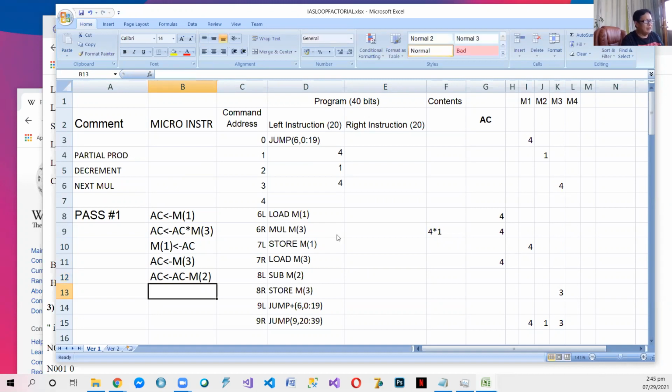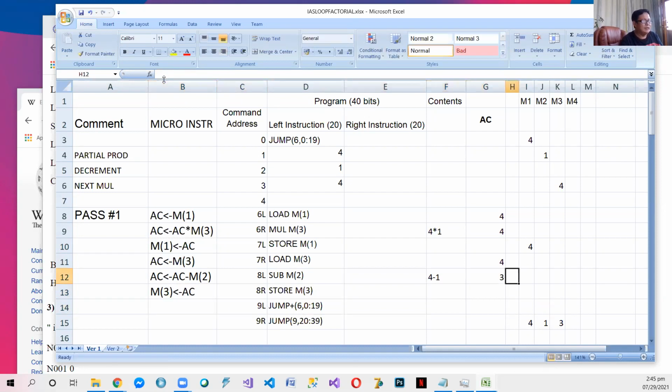So what is AC now? It's 4. So the actual content is 4 minus 1. Okay. So this becomes 3. Let me erase this first. Store M3. M of 3 receives AC. We'll just copy this. This is M of 3.